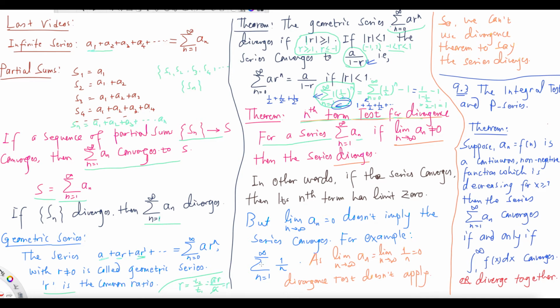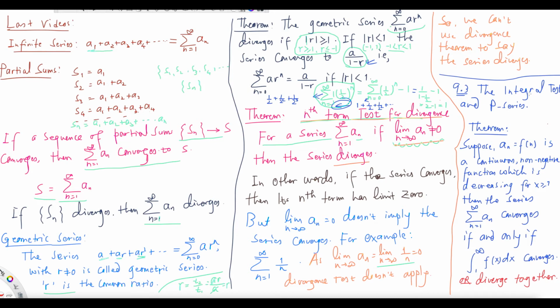For example, take the series n equals 1 through infinity of 1 over n. The limit of the nth term is 0, right? If it was non-zero, then you could say it diverged, but the nth term limit being 0 does not imply the series converges. So we cannot use the divergence test here, because the divergence test says that if the nth term limit is not 0, then the series diverges, but since it is 0, we cannot say whether the series converges or diverges. So we'll have to use a different theorem for that. We will discuss this type of problem in section 9.3.